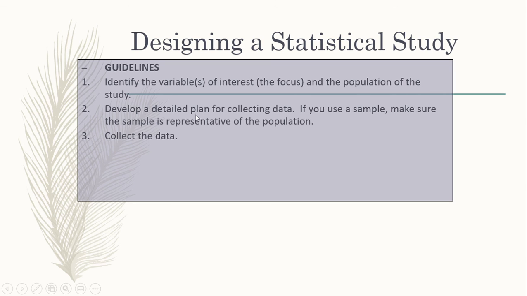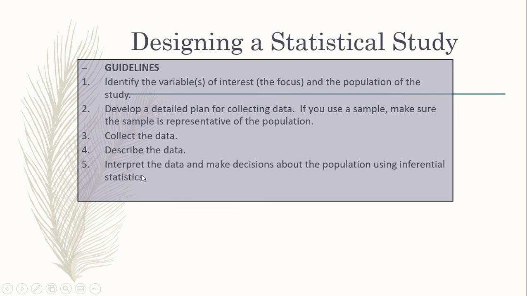Number 2, develop a detailed plan for collecting data. If you use a sample, make sure the sample is representative of the population. So when you're using the sample and not the survey, then make sure that the sample that you are collecting must represent the population. Then collect the data. Then describe the data. Now that is when we talked about descriptive analysis and inferential analysis. Then interpret the data and make decisions about the population using inferential statistics. So these are processes which we have gone through.